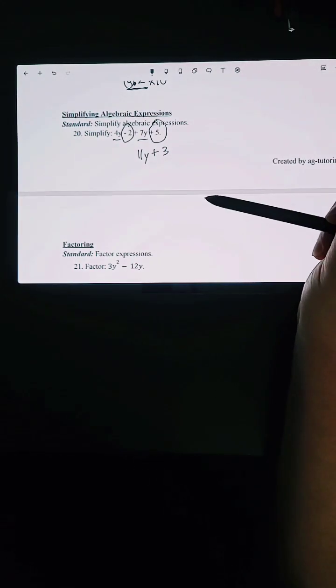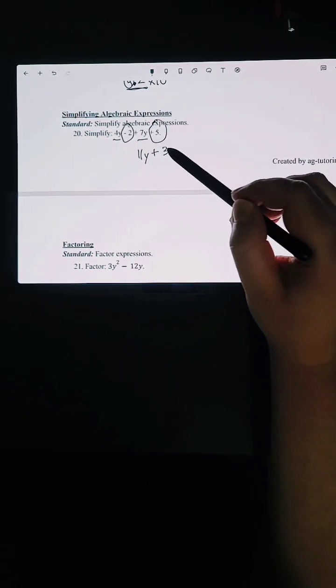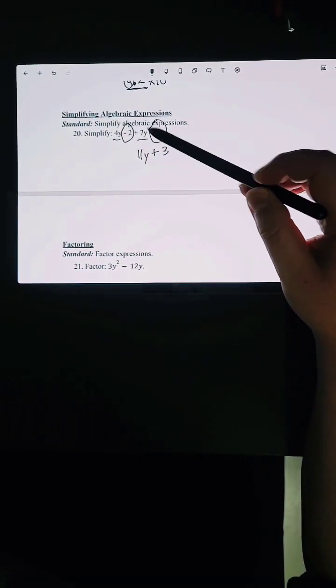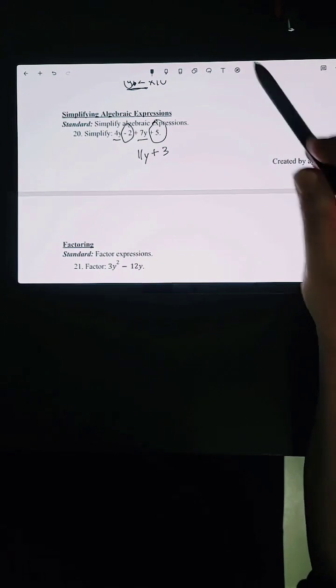A lot of students will forget the negative right there because they think they just have to combine 2 and 5 and they'll get 7. I like to remember, just always keep the sign that's to the left when you're combining like terms, is an easy rule. So that's why it's going to be 3.